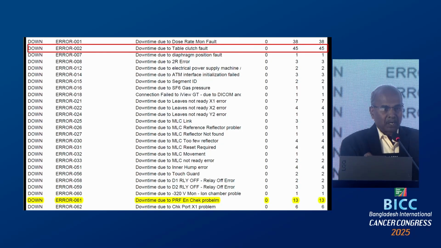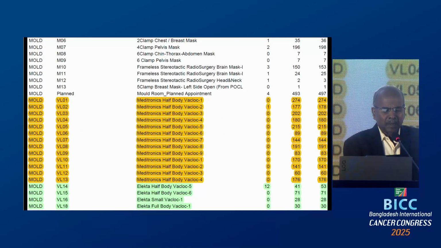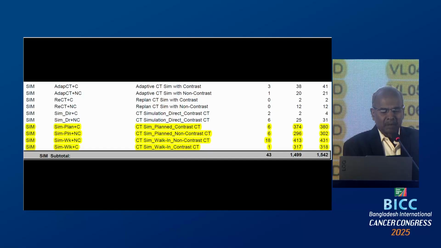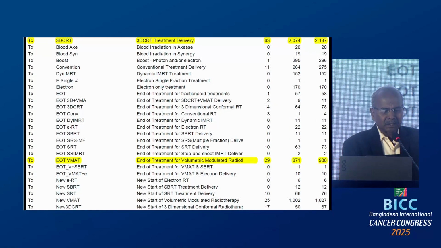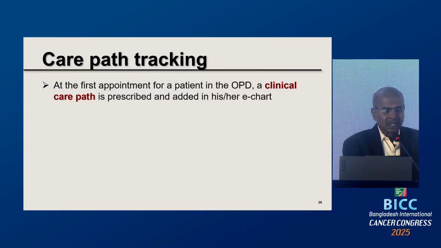Because of this particular method of catching the error, we were able to convince the Elekta people to change the cabling inside the clutch. They sent people from China, who came and changed the cables inside. So similarly, downtime due to hexapod, different backlogs from different manufacturers, how many simulations, pre-DCRT delivery, end of VMAT treatments, how many VMAT deliveries, everything you are able to get in a matter of a few clicks.